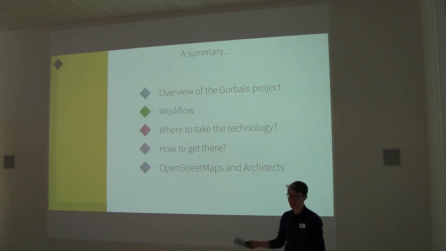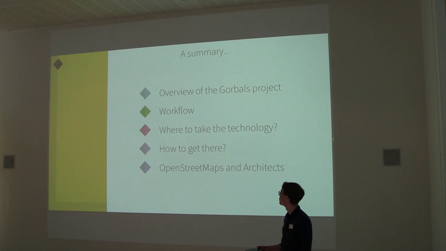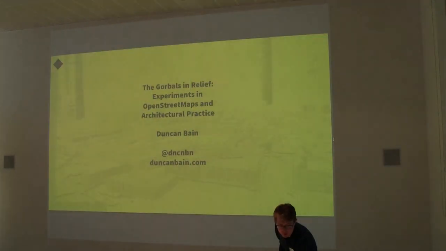I'm interested in where you can take that technology and how you can get there, and how it can provide a service for people who want models. And as I say, I think models are really useful tools, and currently they're unachievable for most people who aren't creating professional commercial architecture. I think they should be. And as I say, I'm broadly interested in the possibilities that open data and OpenStreetMap have for architects in general. And that's that.